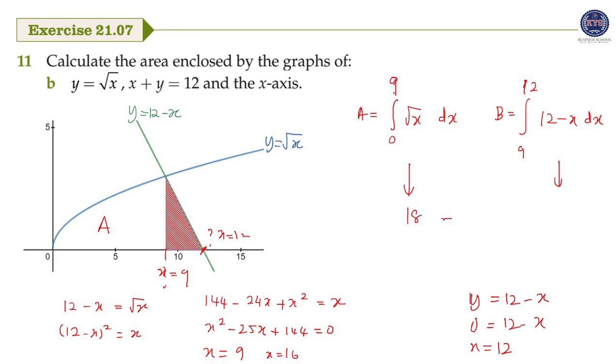Plus, since it is A plus B, plus 72 minus 67.5. So 18 plus 4.5. Therefore, you will get 22.5. Alright. Okay, so that's it for this video. We will continue with the integration with respect to y later. Thank you.